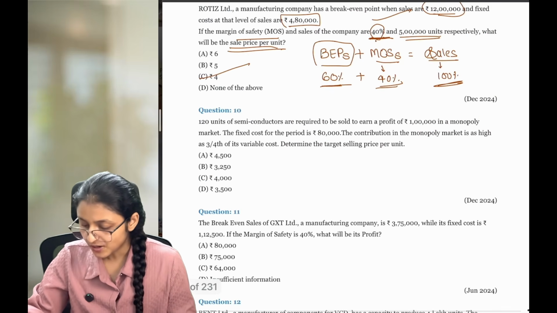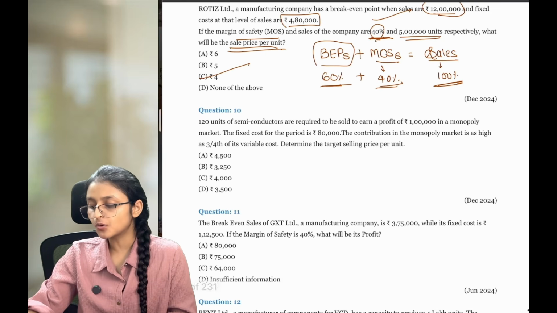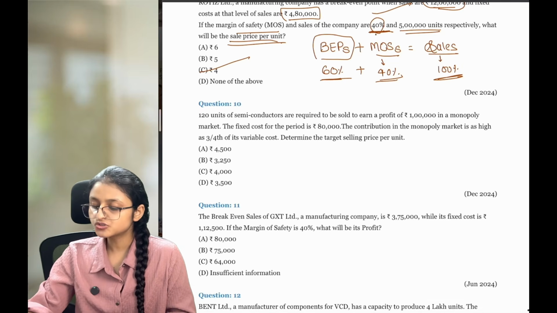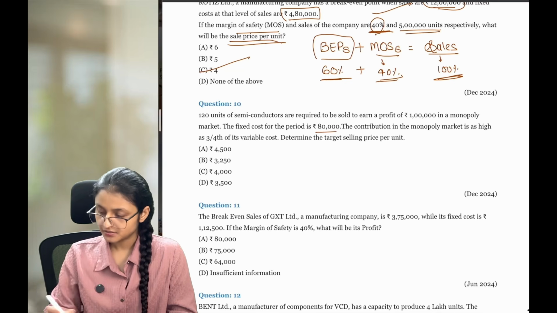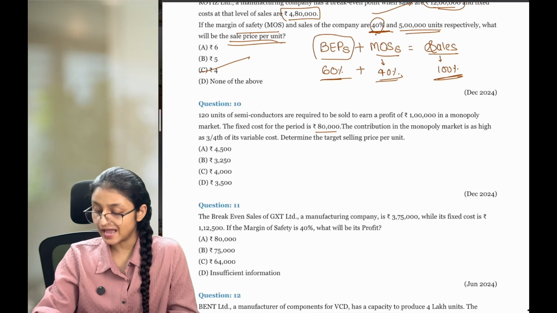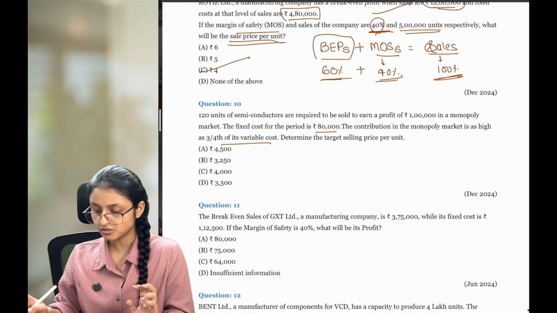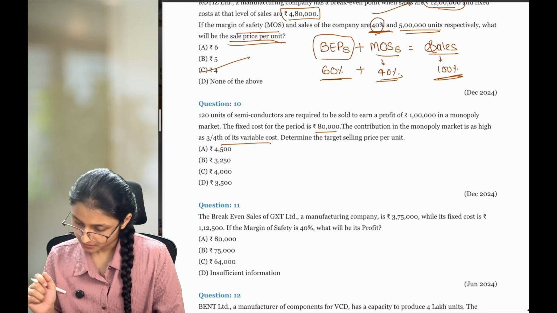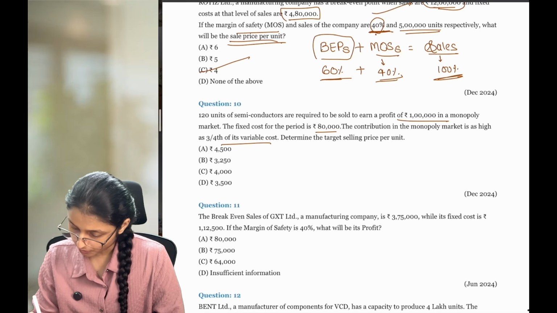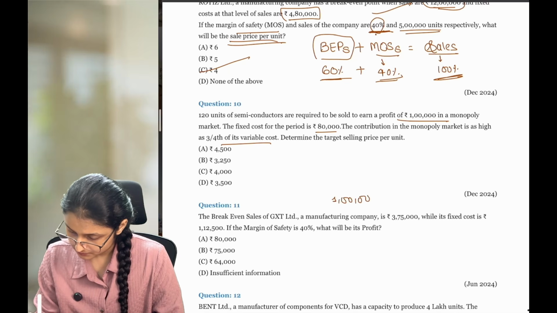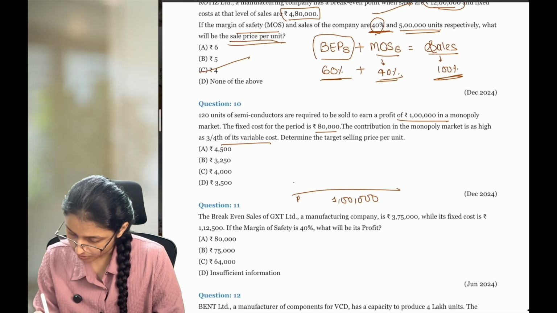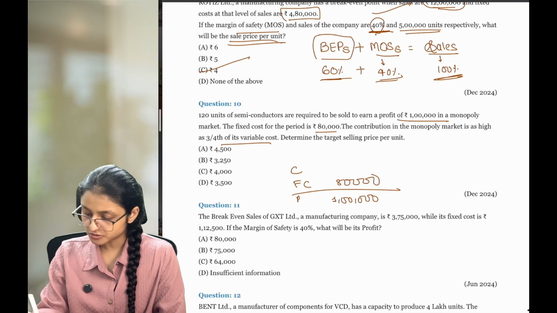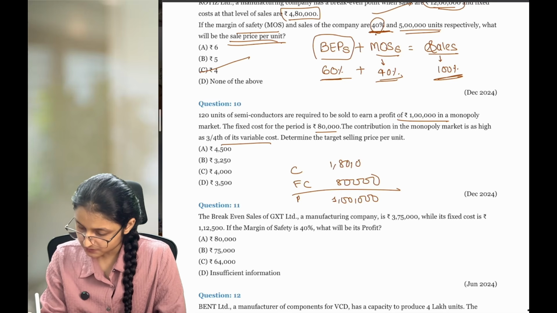Okay. Next, 120 units of semiconductors are required to be sold to earn a profit of 1 lakh in a monopoly market. The fixed cost for the period is 80,000. The contribution in the monopoly market is as high as 3/4 of its variable cost. Determine the target selling price per unit. Now, first, I already know what is the profit I am earning. And I already know what is the fixed cost here, that is 80,000. So if I add my fixed cost with the profit, I can know what is the contribution, which is 1,80,000.